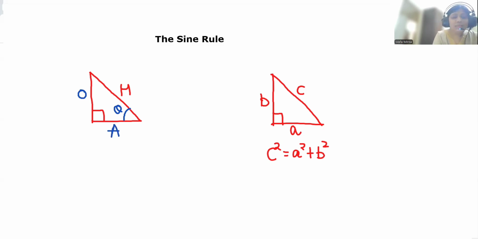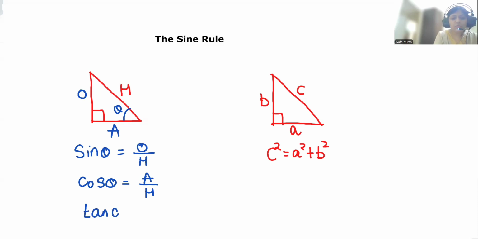And we say that sine theta is equal to opposite over hypotenuse, cos theta is equal to adjacent over hypotenuse, and tan theta is equal to opposite over adjacent.